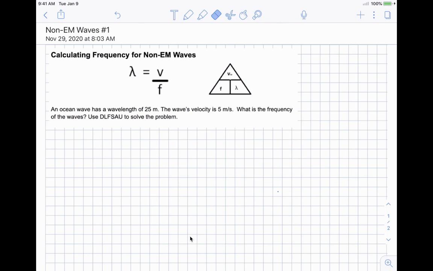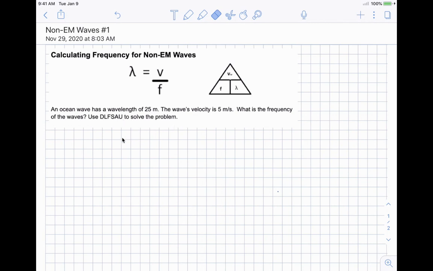Okay, so today we are going to be practicing calculating frequency and wavelength. So here's our first problem. An ocean wave has a wavelength of approximately 25 meters and the velocity is 5 meters per second. What is the frequency of the waves? Use the DLTHAU method to solve the problem.